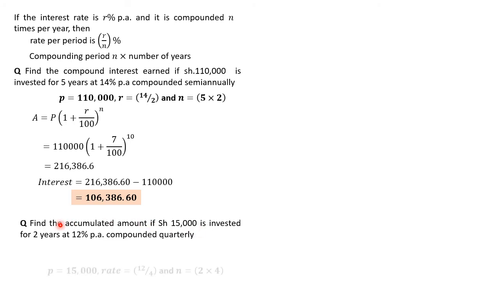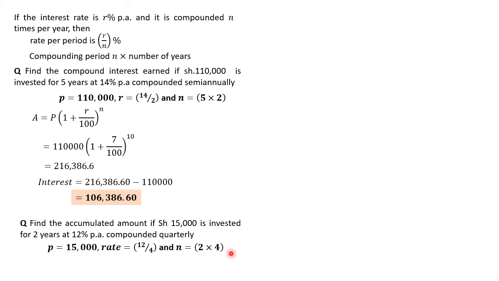compounded quarterly. This time, principal is 15,000, the rate is 12 over 4. The reason is it's compounded quarterly. It means we have 4 quarters a year, and since we have 4 quarters, the rate per quarter will be 12 divided by 4, which gives us 3. The n will be 2 times 4 because we have 4 quarters in a year. 2 years would have 2 times 4, 8.